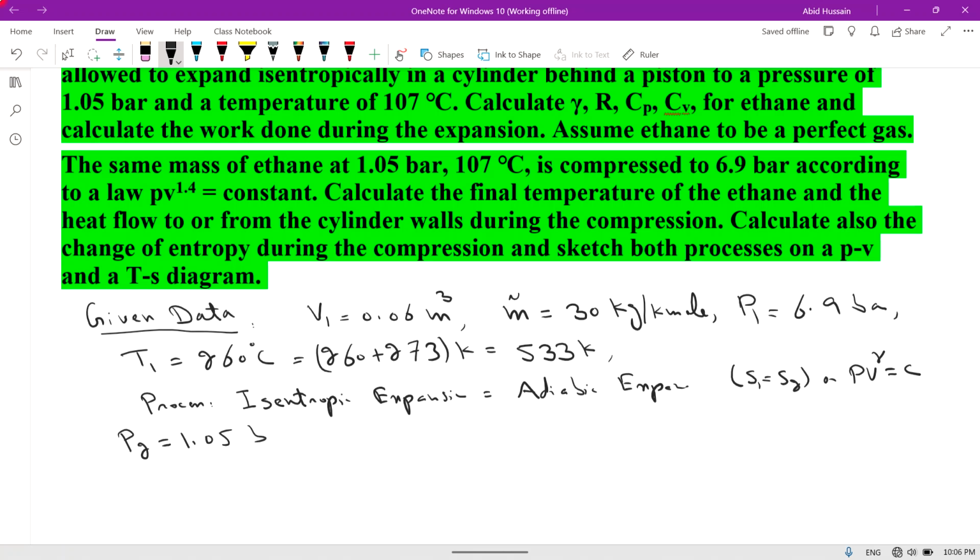Pressure decreased to 1.05 bar and temperature T2 decreased from 260 to 107 degrees centigrade, and 107 degrees centigrade is equal to 107 plus 273 Kelvin, which is equal to 380 Kelvin.